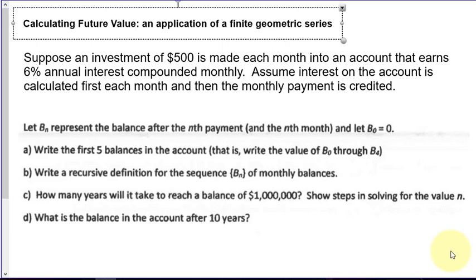The questions that we'll go through are, we'll let B sub n represent the balance after the nth payment, or after the nth month. And let's define B sub 0 to be 0 so that we're starting with a 0 initial balance. Let's write the first 5 balances in the account, that is the values B sub 0 through B sub 4. We'll write a recursive definition for the sequence of monthly balances. Let's find out how many years it will take to reach a balance of $1 million and show those steps that are required to solve for the value of n, and then we'll just compute the balance after 10 years.